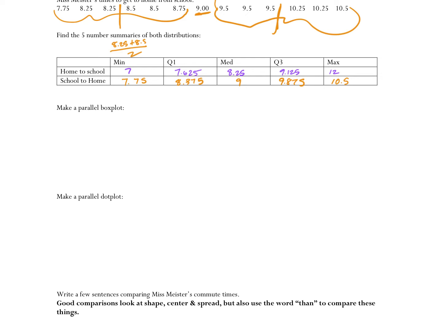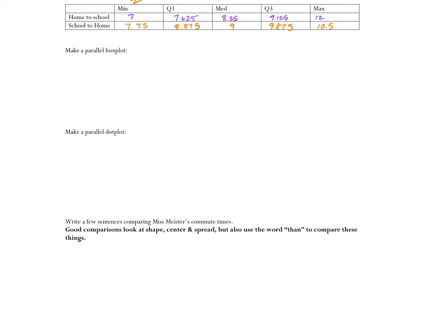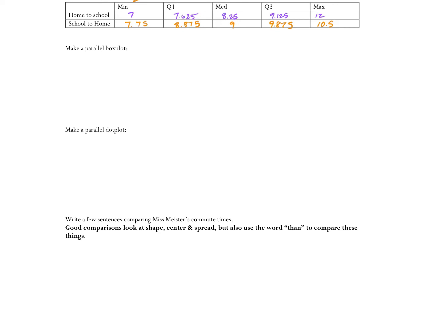All right. So, I might ask you to make comparisons of the same variable for two different groups, right? So this is the same variable, commute time, for two different groups of times. And if I do that, one of the things we want to use is some parallel graphs. So we're actually going to start with the parallel dot plot. A parallel graph is both groups graphed on the same axis, but above each other, like parallel to each other.